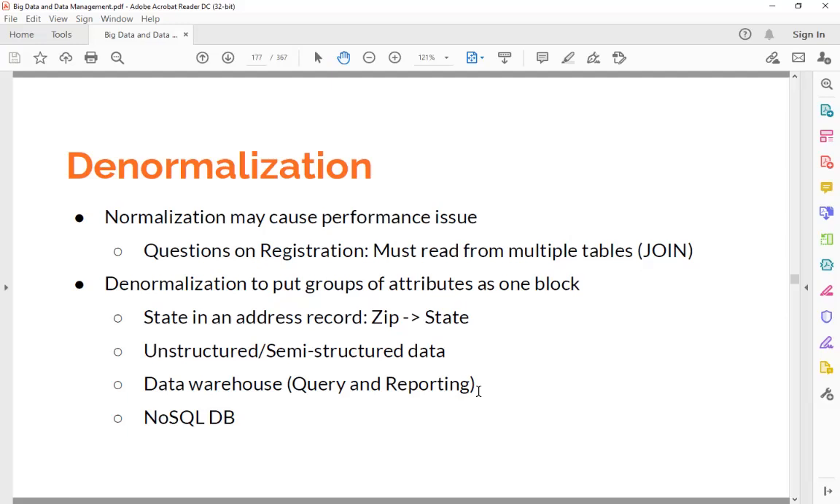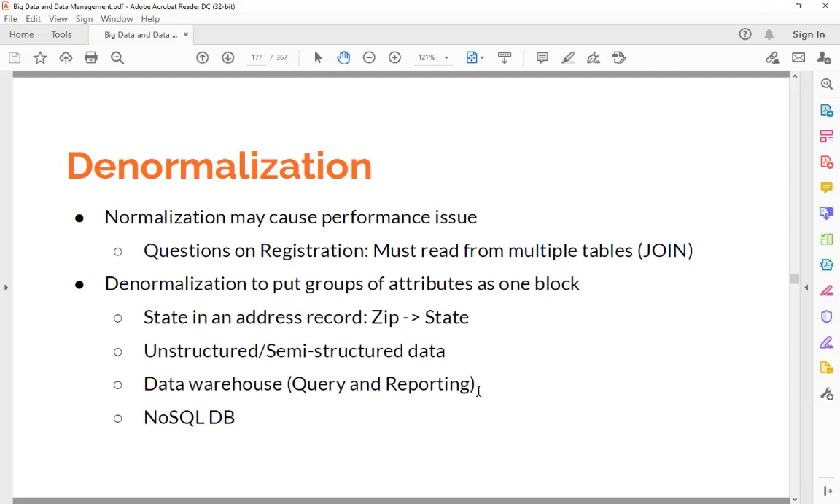Also, even if you go to third normal form, you are still breaking up a table into multiple smaller ones. And when you want to get the whole picture, you want to get all the columns together, you need to pull all these tables in and put them together. And this can also be a performance hit. So there is only so much you want to do when it comes to normalization.